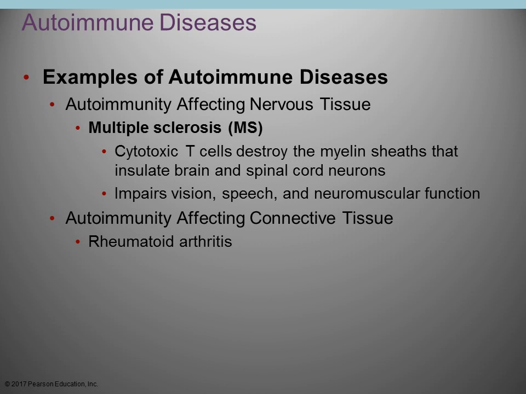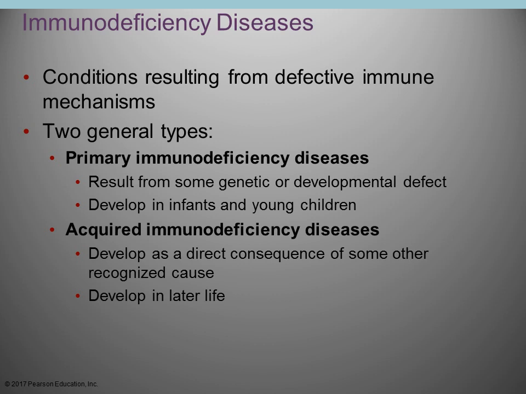MS, or multiple sclerosis, is with the nervous system. What happens is cytotoxic T cells destroy those myelin sheaths that are helping to insulate the neurons in the brain and the spinal cord, and ultimately leads to impairment of speech, impairment of vision, and impairment of neuromuscular functions. Rheumatoid arthritis, which we've mentioned before, is also an example of another autoimmune disease.